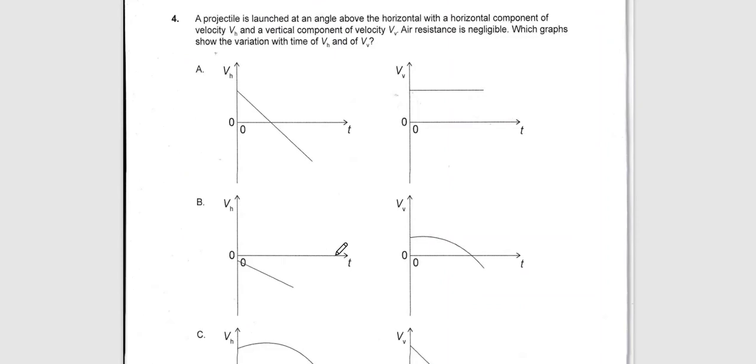Here we have a projectile motion launched at an angle above the horizontal with a horizontal velocity component Vh and a vertical velocity component Vv. So we have horizontal, that means in the X direction, and vertical, that means in the Y direction. If we draw a relationship between displacement and time for projectile motion, it will go in a parabolic shape, up and then down.